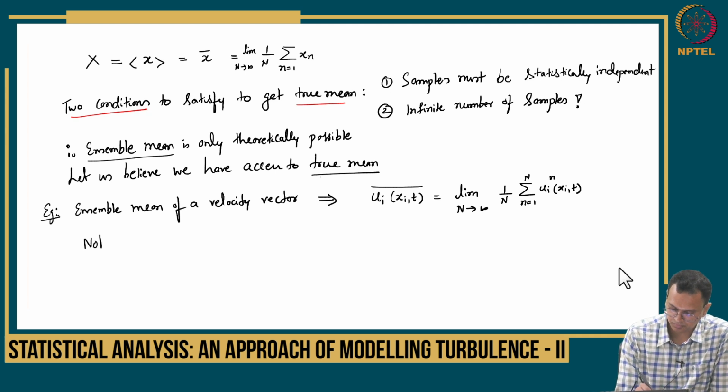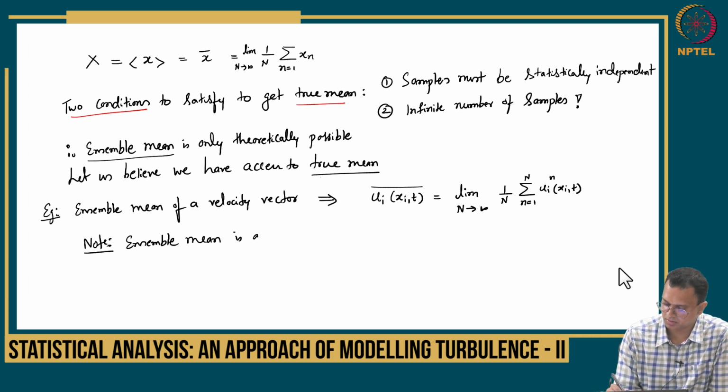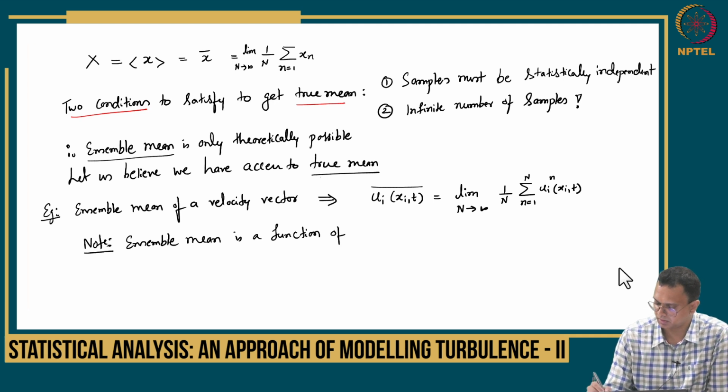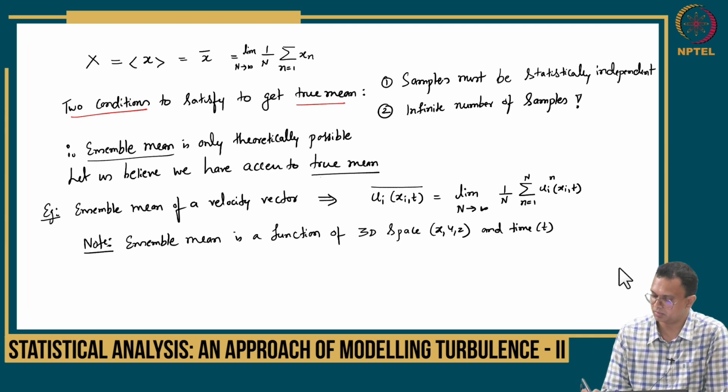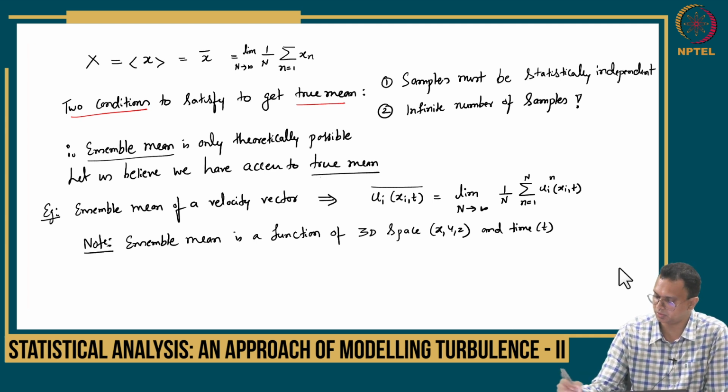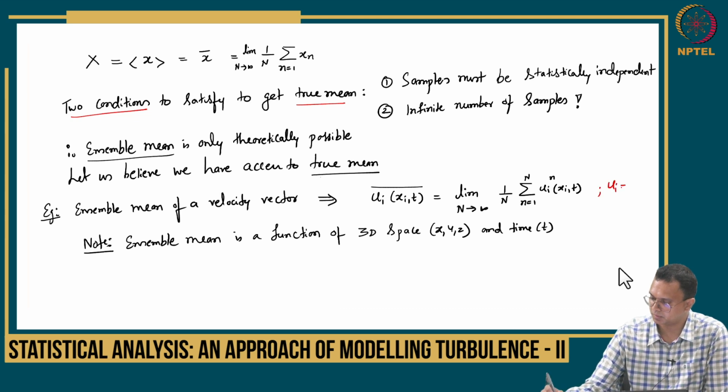So your ensemble mean is a function of 3D space, it is x, y, z, and time t. Okay, so here ui can be anything. So your ui here could be u1, u2 or u3 velocity components. Okay.